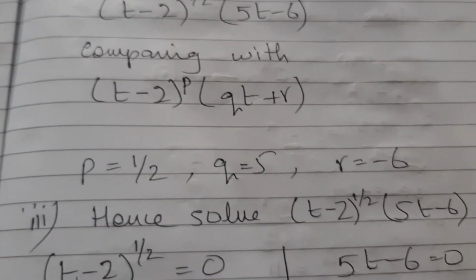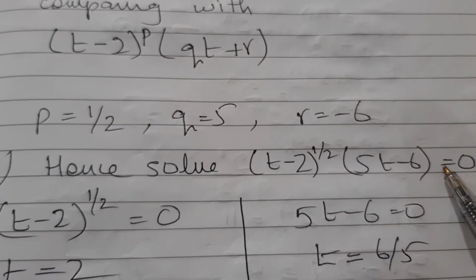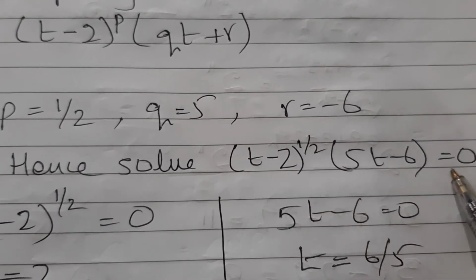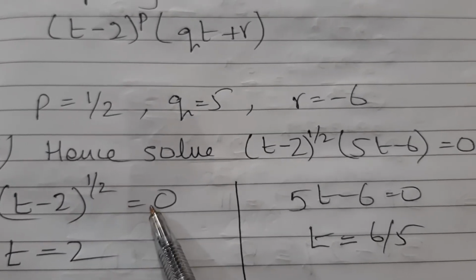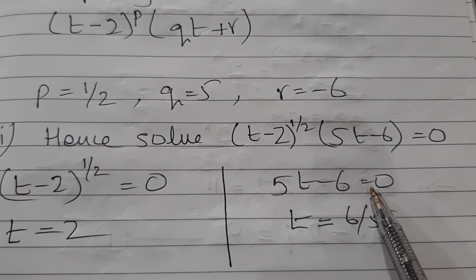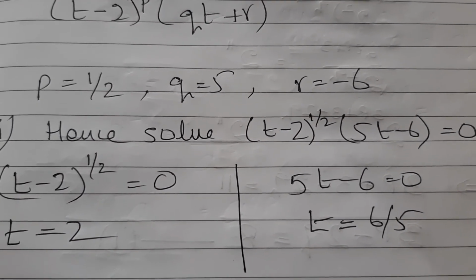And when the question says hence solve it, part 3 of the question was saying solve it. Solve means you are putting it equal to 0, right? So each term will be equal to 0. So I'm writing t minus 2 power half equals 0 and 5t minus 6 equals 0. So this is simple algebra and you will get the value of t.